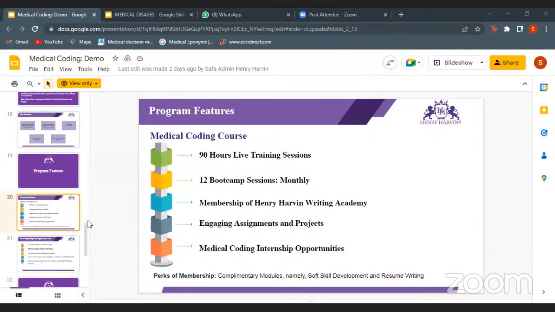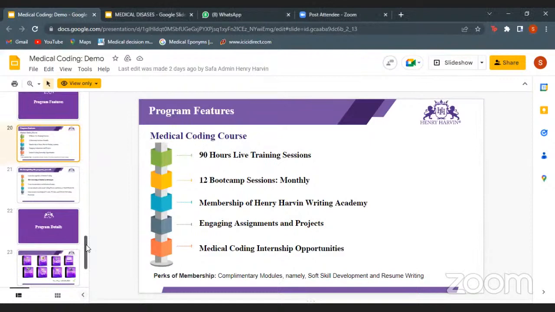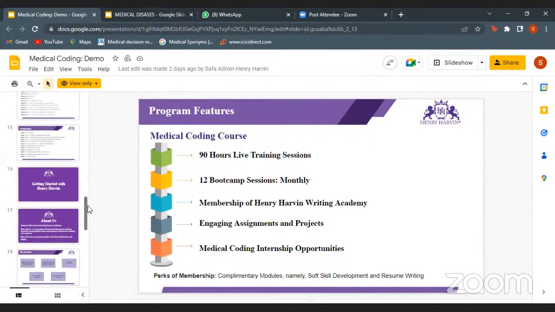Okay. And then we provide a medical coding internship or job placement. So this is as far as the medical coding course is concerned. Now we can take up questions, in case you have any.